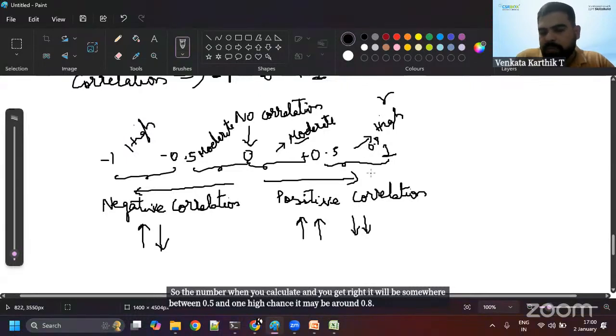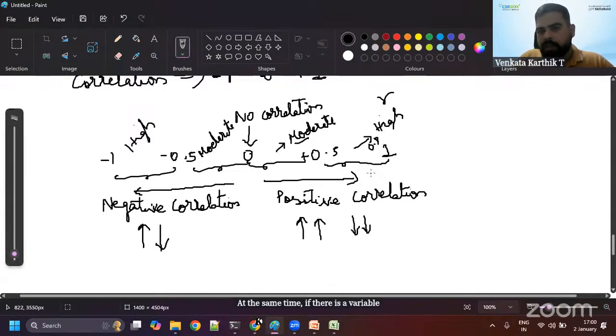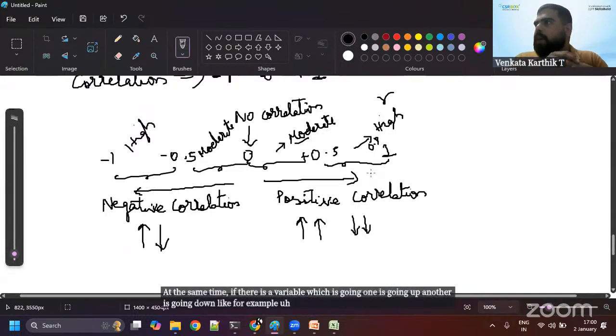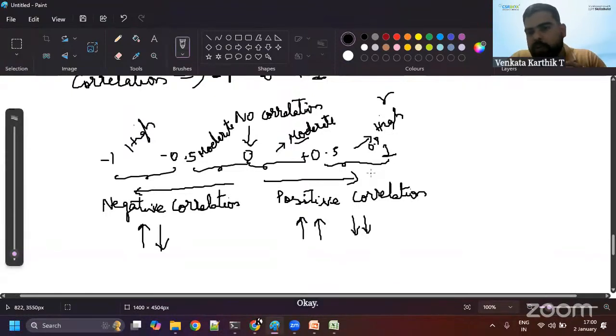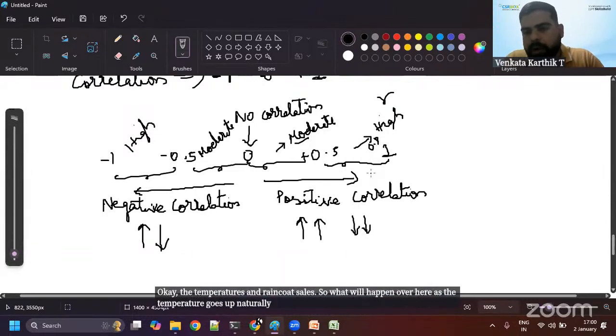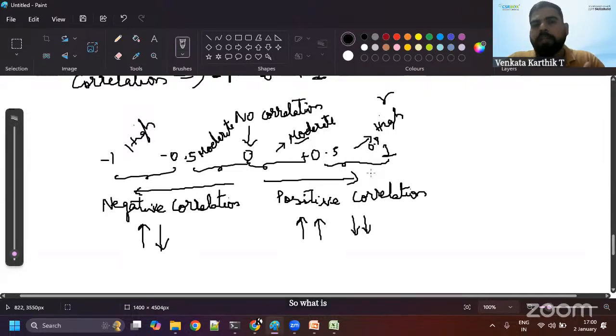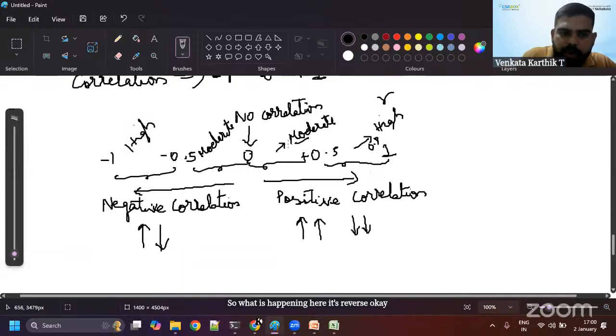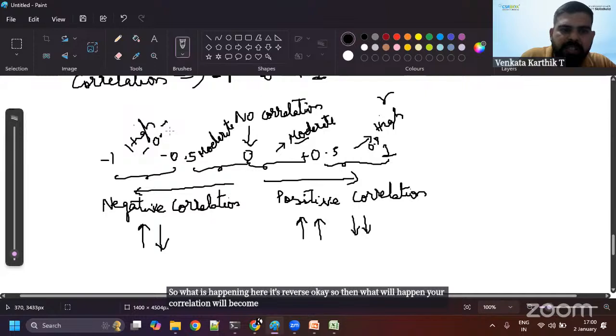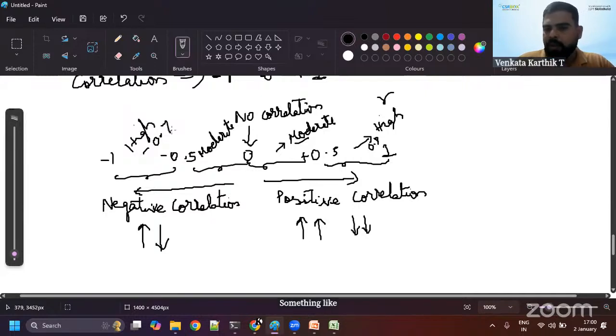Okay. At the same time, if there is a variable where one is going up and the other is going down, like for example, the temperatures and raincoat sales. So what will happen over here? As the temperature goes up, naturally it's becoming summer, right? So the sales of your raincoats are coming down. So it's inverse. Okay. So then your correlation will become minus 0.7, something like that. Okay, so this is the relationship.